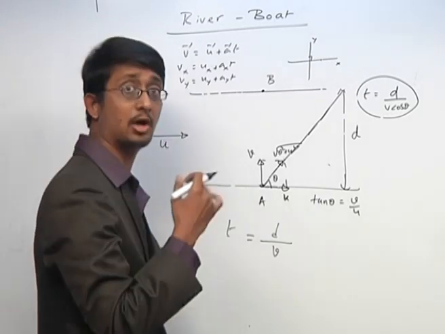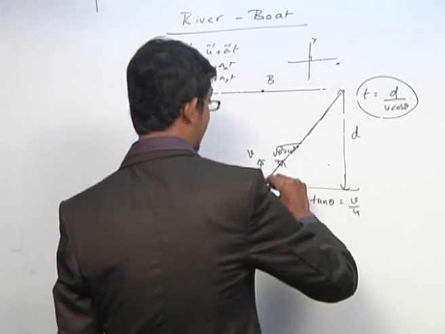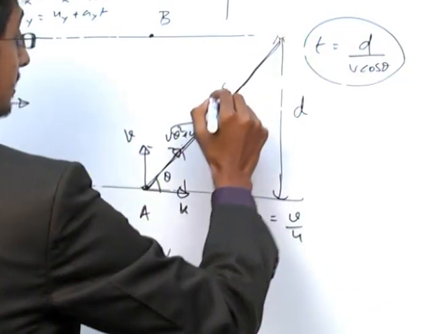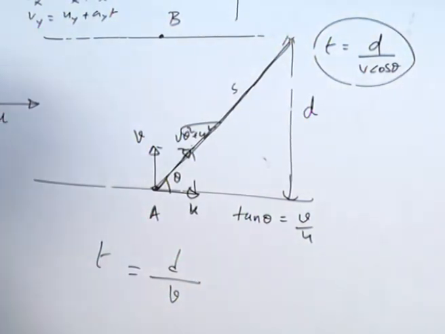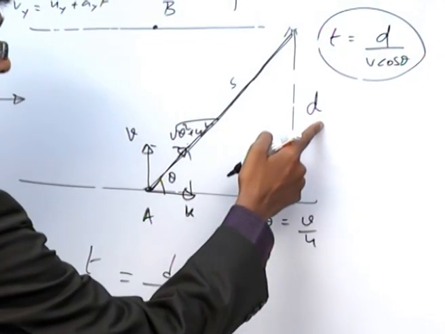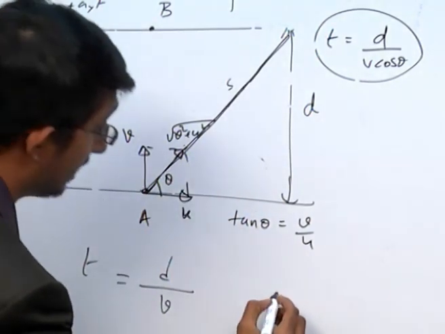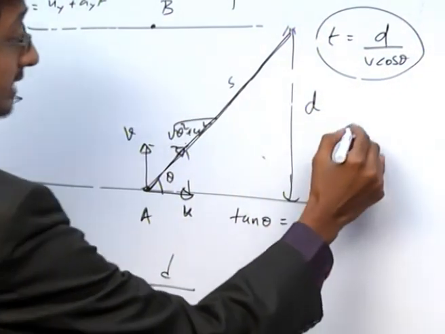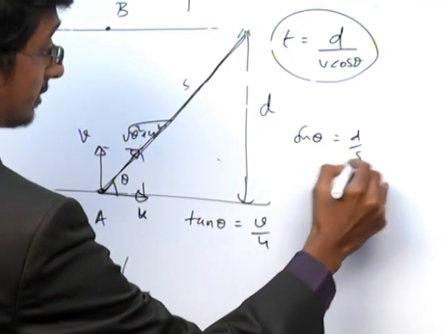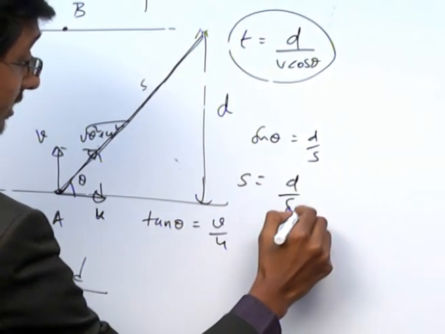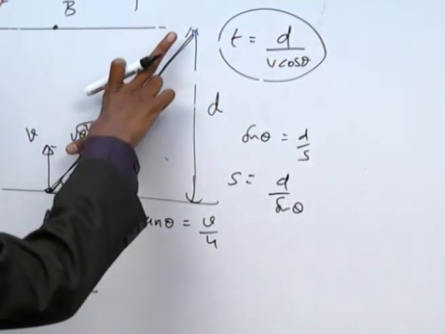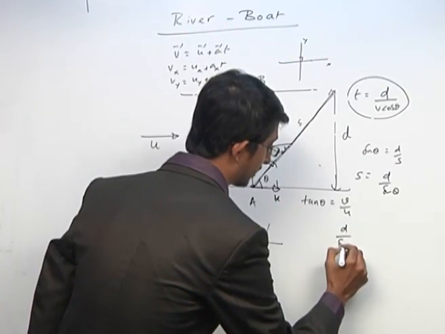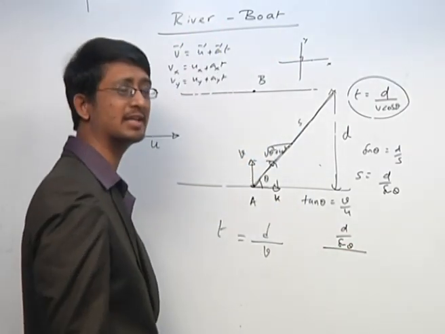Let's see. Ideally, how should I calculate time? I should calculate it by taking total displacement S by total velocity. What is total displacement? If I know d, total displacement will be d by sine theta. See, sine theta is d by s. So what is s? D by sine theta. Total displacement is d by sine theta. So total displacement by what is total velocity?